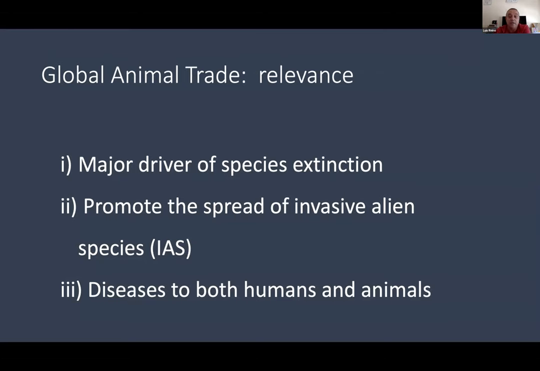Well, but what is the relevance? There are a lot of things that Pedro already said, but of course, international commerce may indeed be a driver of species extinction. It may promote, in the most serious cases, the spread of invasive alien species. This means that invasive alien species may have ecological, economic, and even health impacts for both human populations, animals, plants or other species, and the spread of disease to both humans and animals, like Pedro already said, the case of SARS-CoV and all the doubts that we have been discussing in the last years after the pandemic.